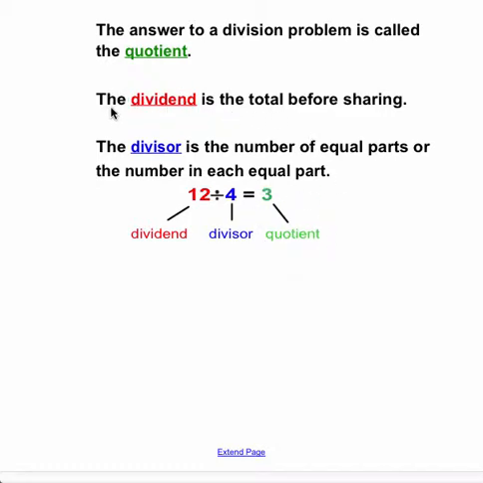Then our next term is in red. The dividend is the total before you do any kind of sharing. That number comes first. Here it is down here. That's usually your largest number in a division problem. And the last term is called the divisor. The divisor is the number of equal parts or the number in each equal part.